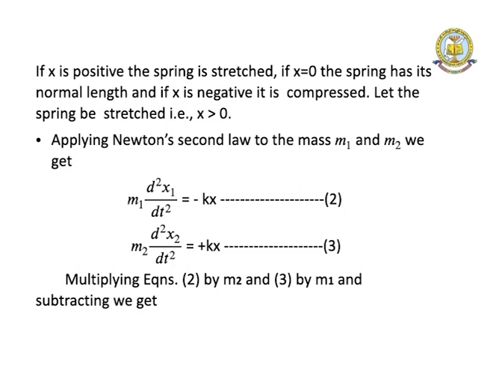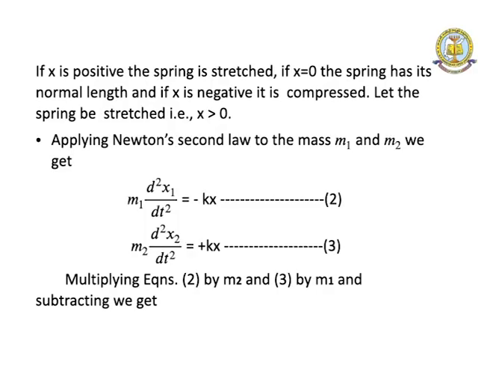m1 d square x1 by dt square is equal to minus kx, and m2 d square x2 by dt square is equal to kx. Let us call these equation 2 and equation 3. Now you can write the change in the length of the spring, that is x is equal to x1 minus x2 minus L. So equation 2 is multiplied by the m2 value, and equation 3 is multiplied by the m1 value.